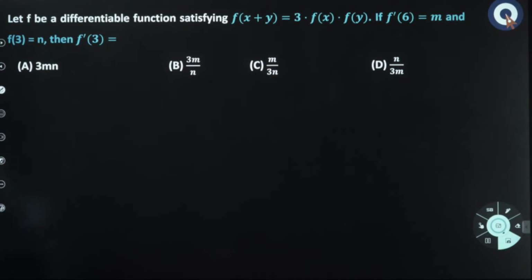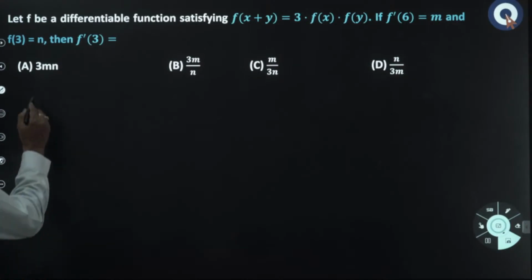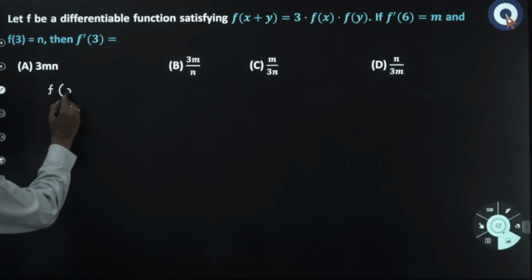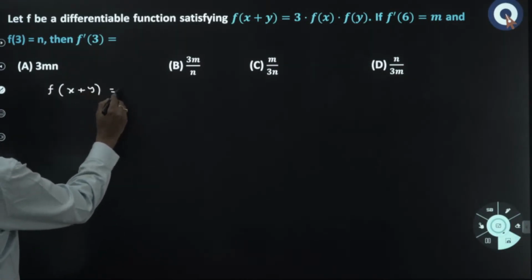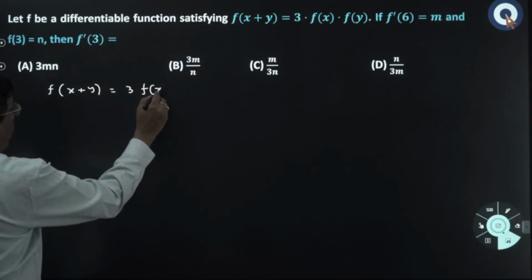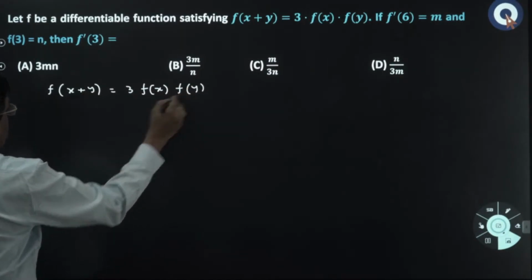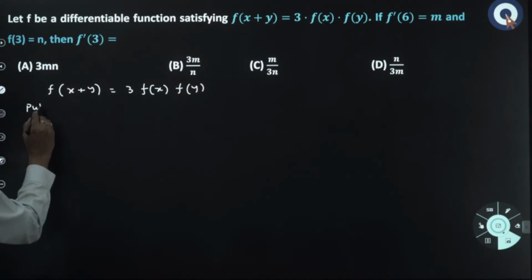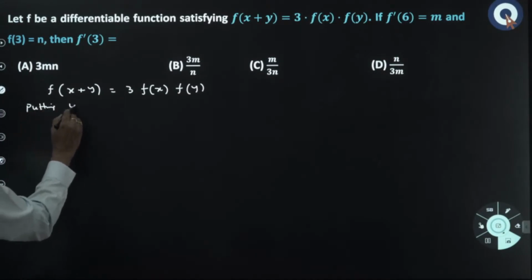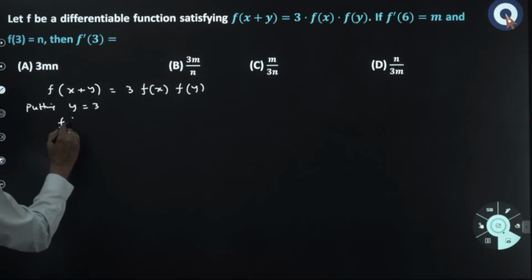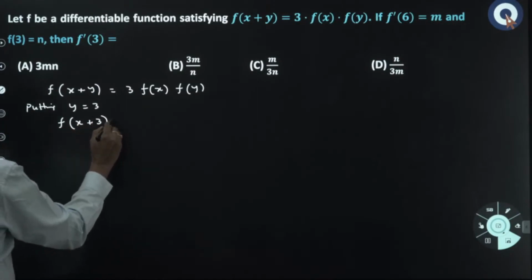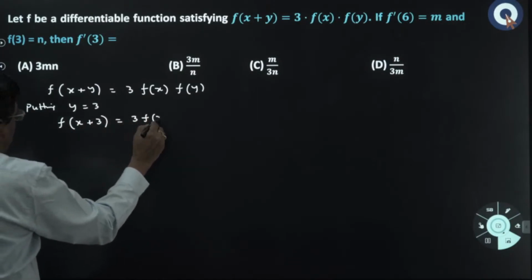All right. So I will just put y is equal to 3. So it is f of x plus y is equal to 3 into f(x) into f of y. So putting y is equal to 3, we get f of x plus 3 is equal to 3 into f(x) into f of 3.